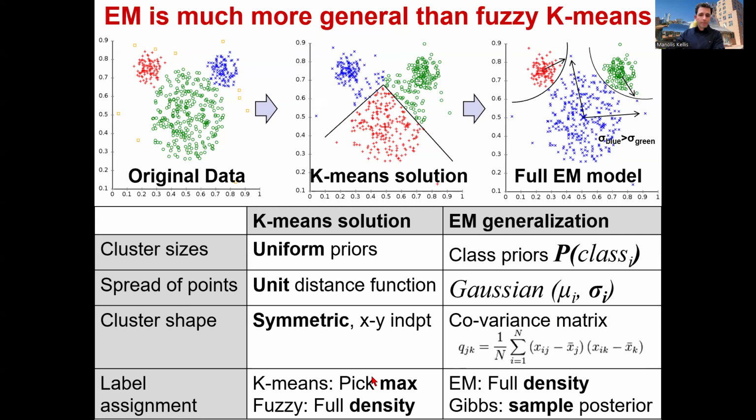And then with k-means, we simply pick the max, where we found the one cluster that was closest, and we chose that one. And with fuzzy k-means, we looked at the full density. And with expectation maximization, we can look at the full density and then estimate the membership of the points all probabilistically according to each cluster. Or we could even sample from that posterior distribution using Gibbs sampling that we're going to see again in a lecture or two.